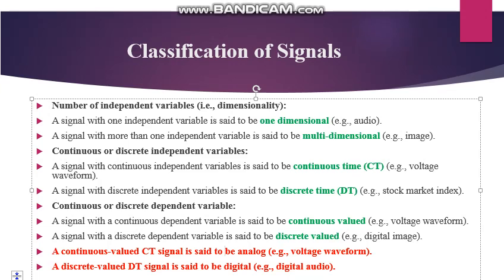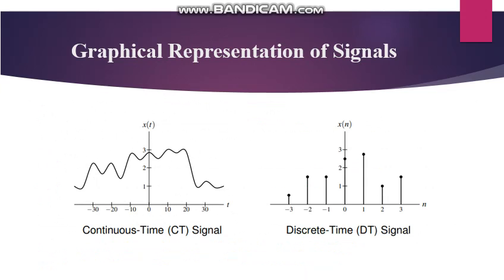A continuous valued, continuous time signal is said to be an analog signal, that means a voltage waveform. And a discrete valued, discrete time signal is said to be digital, that means digital audio. Now you can see that the continuous time signal has no breakage or interval between the points of the graph and the plot. There is no gap in it, but there is a gap in the DT or discrete time signal. That is the graphical representation of both signals.